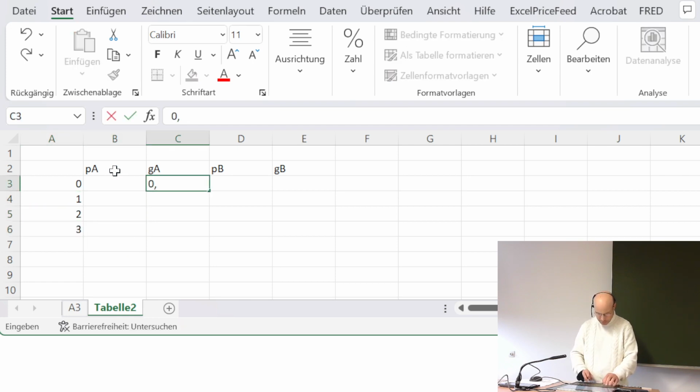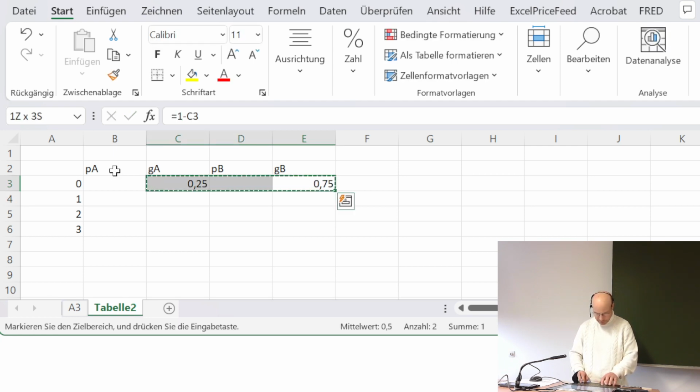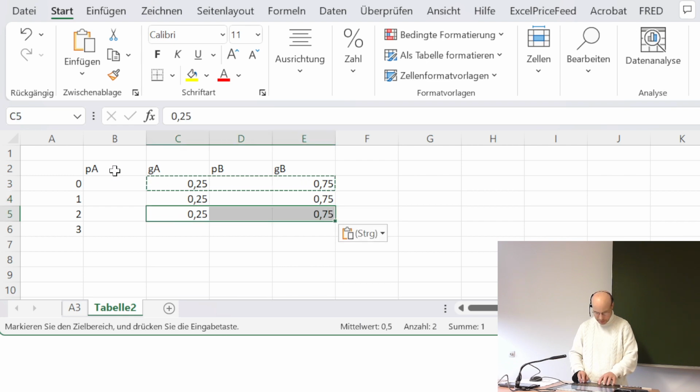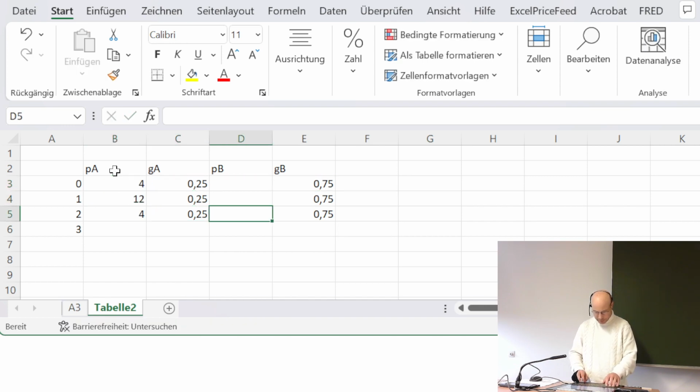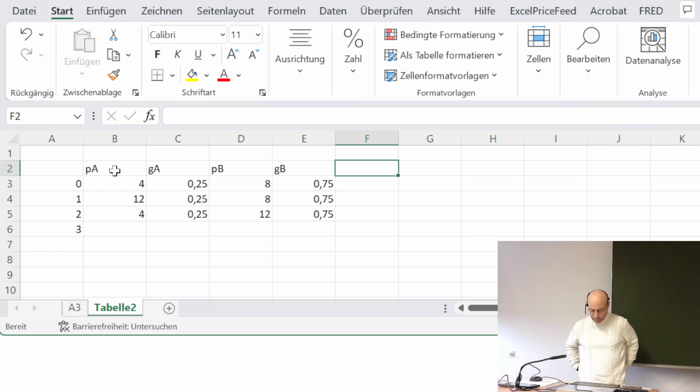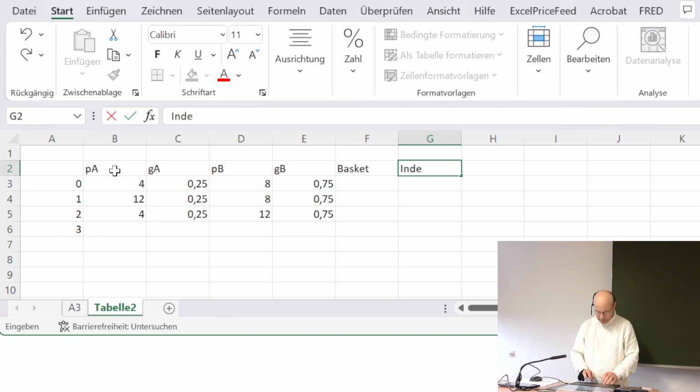We have 0.25, 1 minus 0.25, and then we have here 4, 12, 4, and 8, 8, 12. So then at first take the number to the basket, index, and inflation.